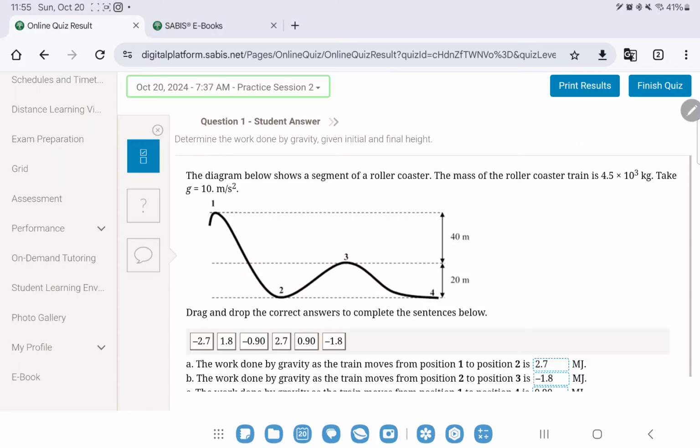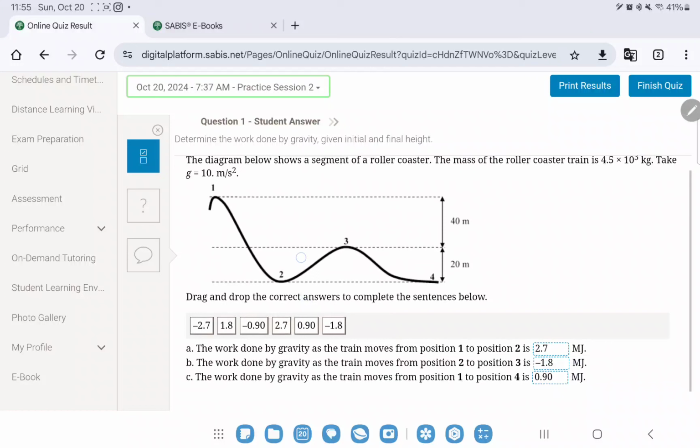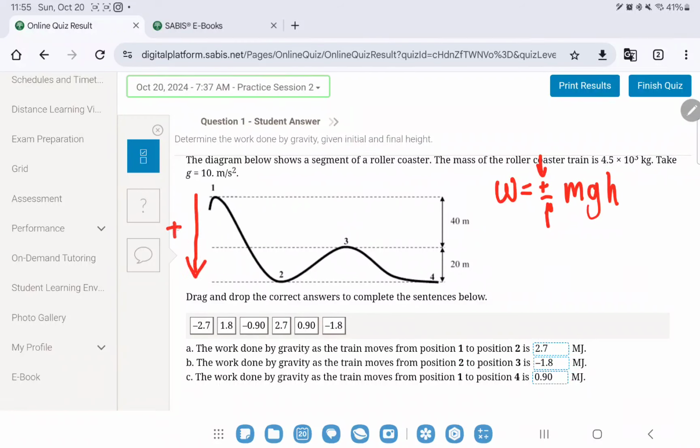The diagram below shows a segment of a roller coaster and the mass is 4.5 times 10 power 3. You're going to take g as 10. The only formula we're using here is W equals positive or negative mgh. It's positive if it's going down and negative if it's going up. So let's start. From 1 to 2 its distance is 60.